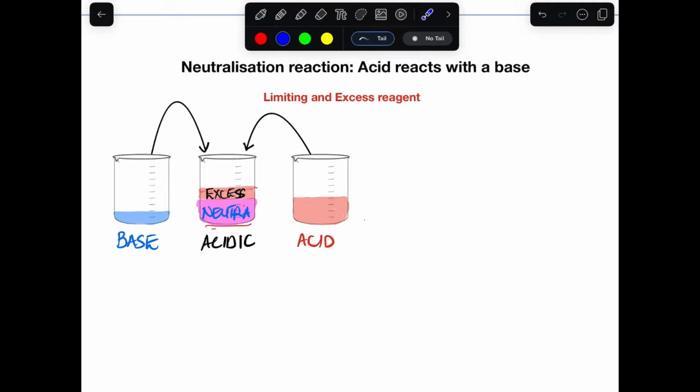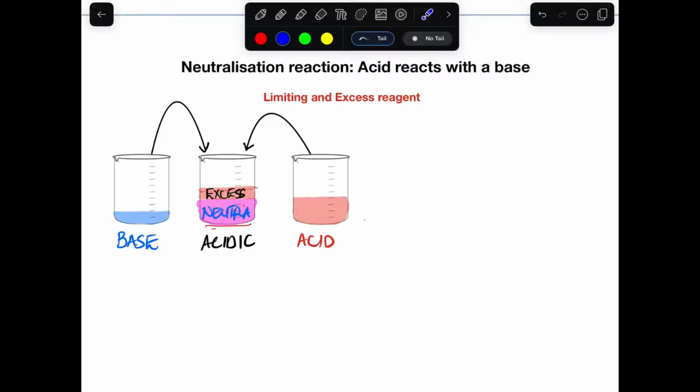In an acid-base reaction, guys, there will be a limiting reagent and an excess. We're looking at the case where there's a limiting and an excess. If you look here, we have an acid and a base in different beakers. The amount of acid is quite a bit bigger than the amount of base. So if we mix them together in one beaker, surely the acid will be in excess because it has a bigger amount than the base.